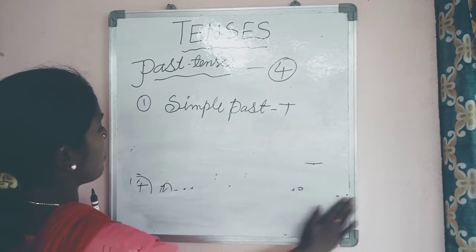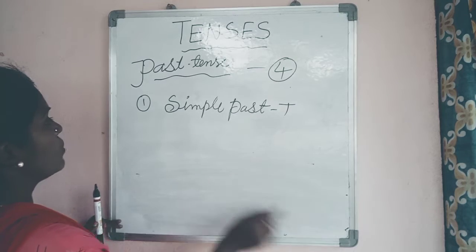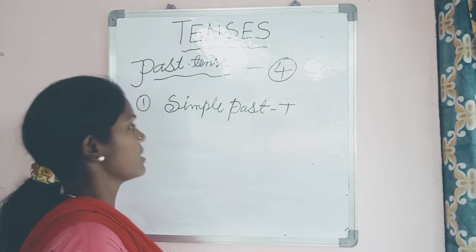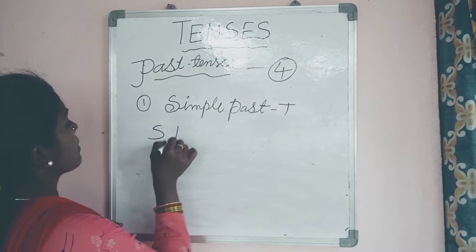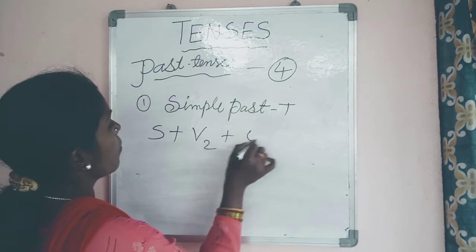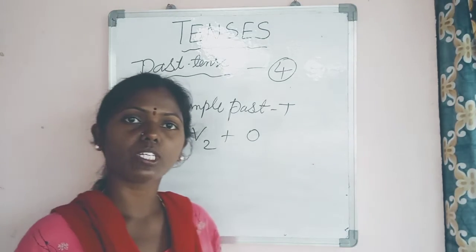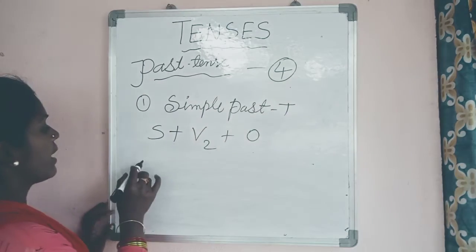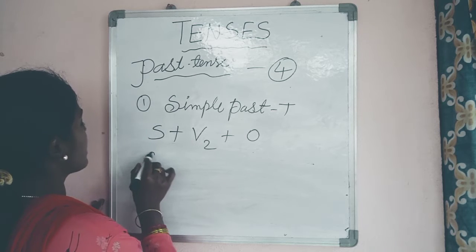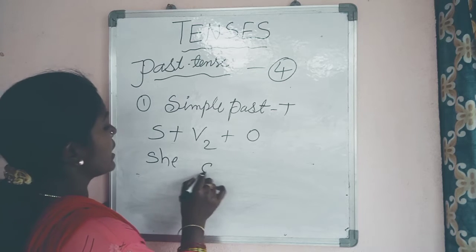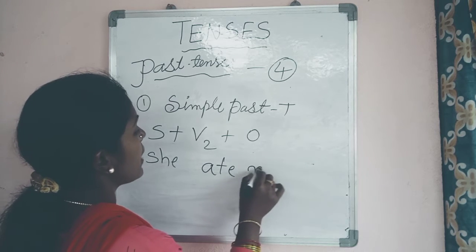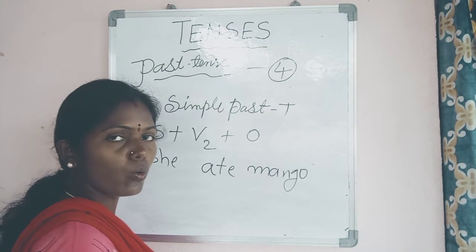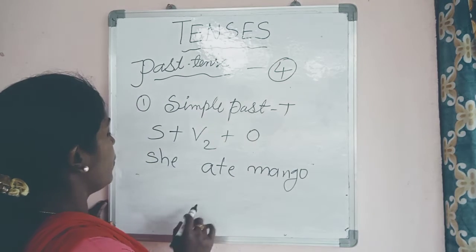See here, simple past tense. What is the simple past tense? We must know the structure of simple past tense. Subject plus V2 plus object. We know what is subject, what is V1, what is object. Here, the subject is she. She ate mango.